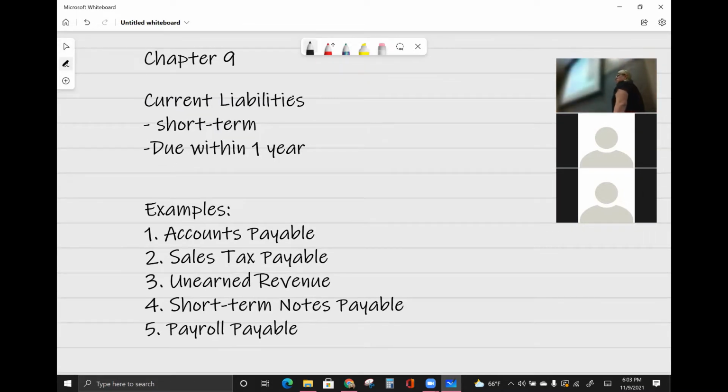current liabilities. So remember, our accounting equation is assets equal liabilities plus equity. We came out of 2 chapters where we went over current assets and we went over long-term assets. So we're going to do the same thing with the liabilities section. We're going to do the current liabilities and the long-term liabilities.